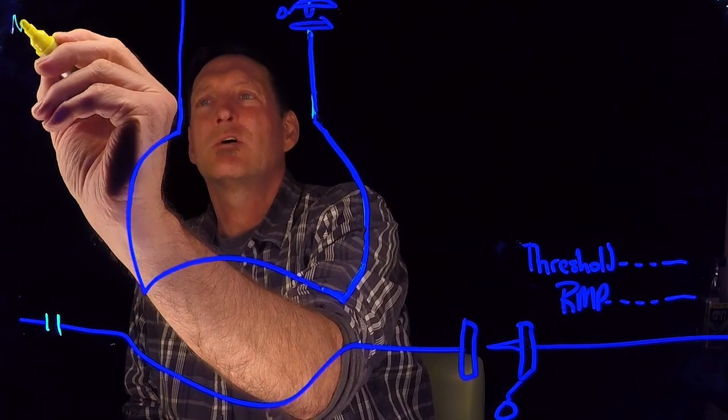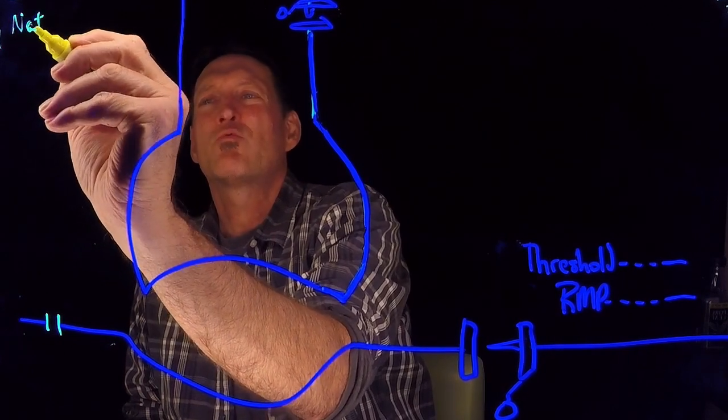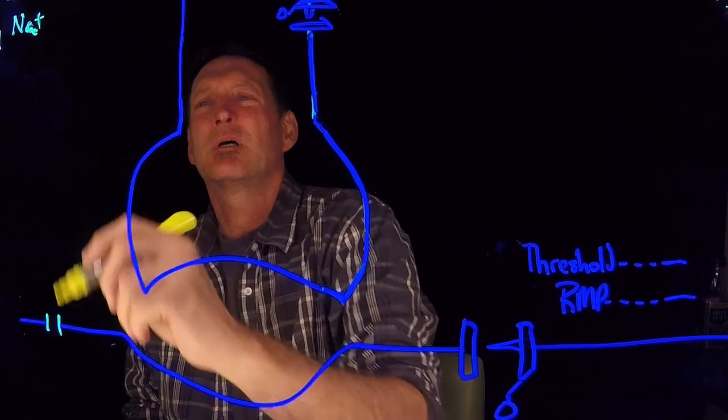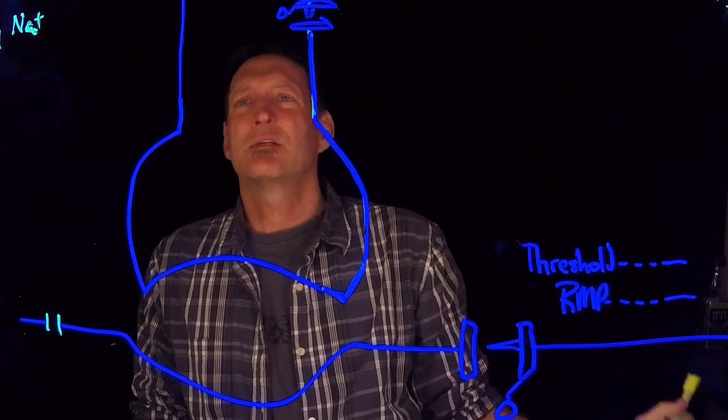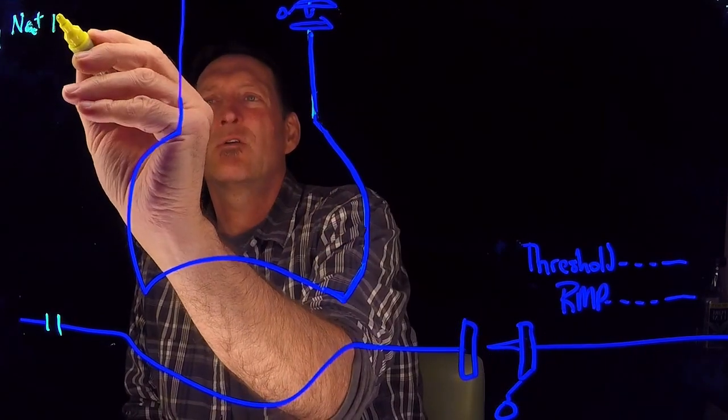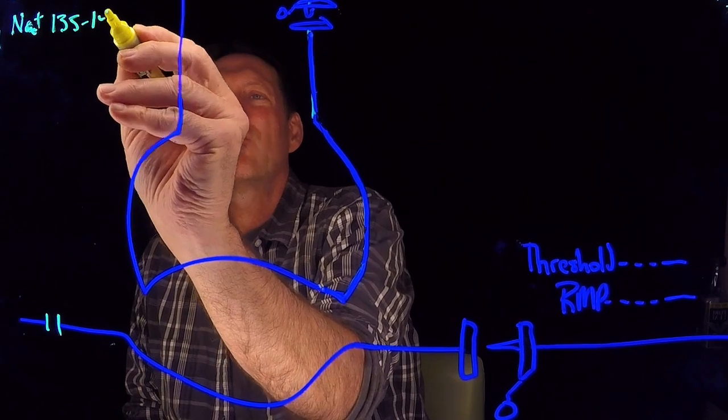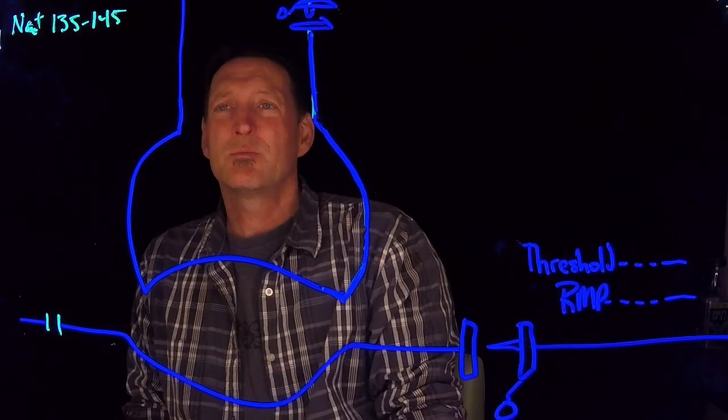So when we're looking at sodium, sodium is your primary electrolyte that's located outside the cell. Sodium, the range is 135 to 145, and that's measured in milliequivalents per liter.